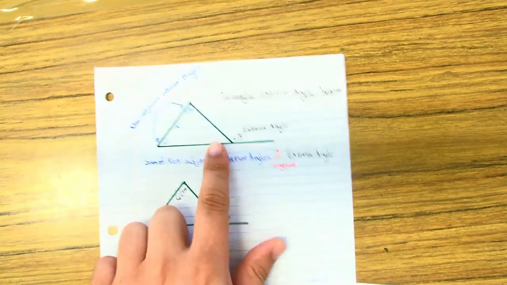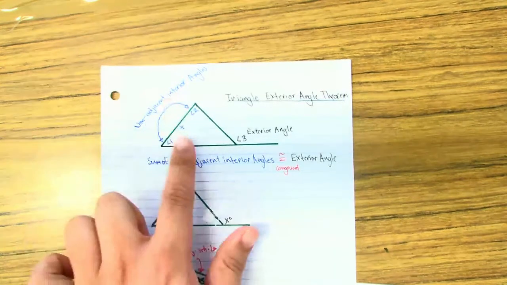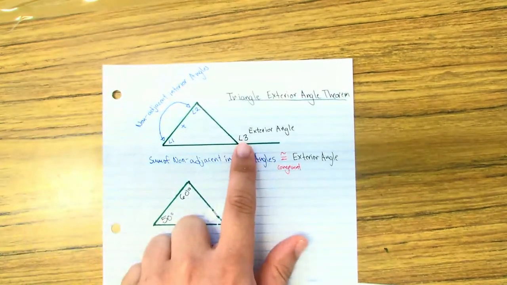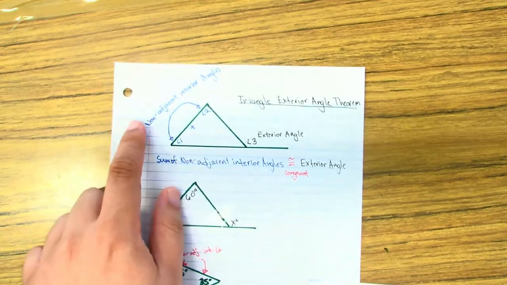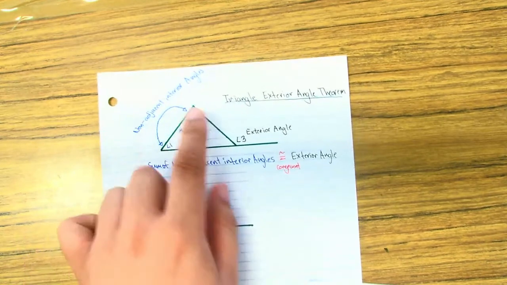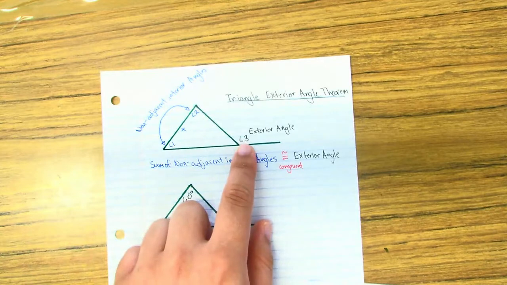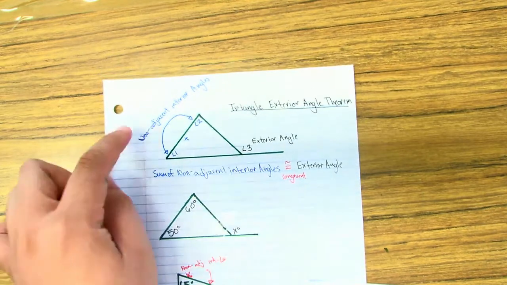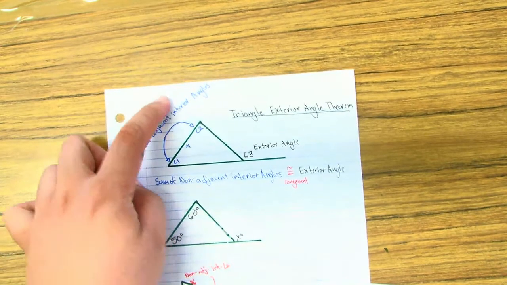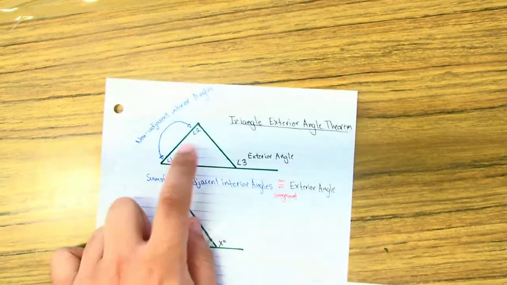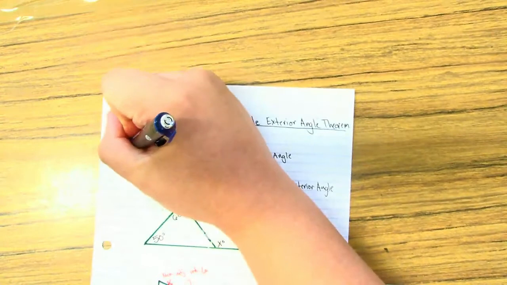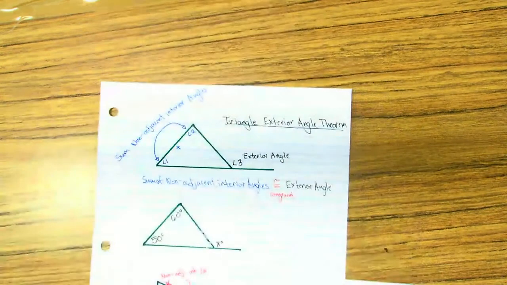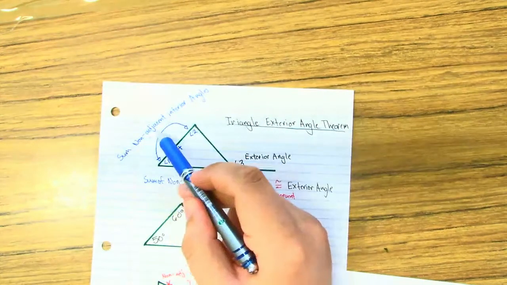That means the interior angles that are not adjacent to angle 3. Adjacent means next to, right? Here, non-adjacent means that angle 1 and angle 2 are not next to angle 3. So you're going to be using the two non-adjacent interior angles, which are angle 1 and angle 2, and we're going to be using the sum of the non-adjacent interior angles.